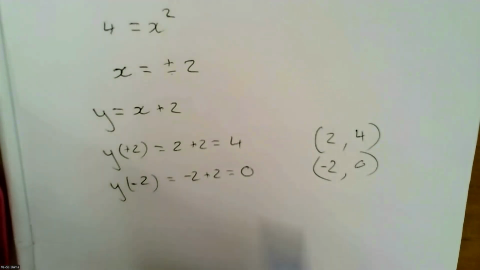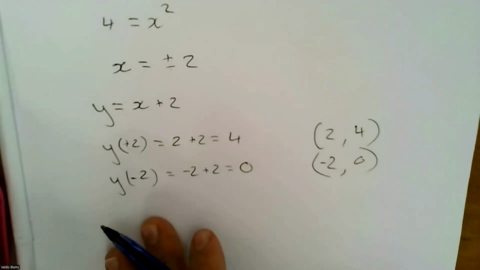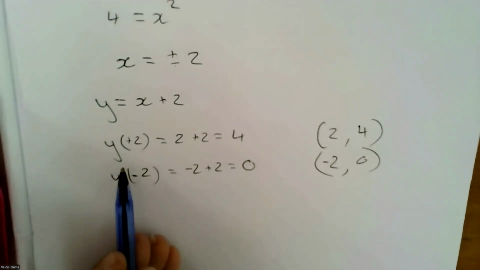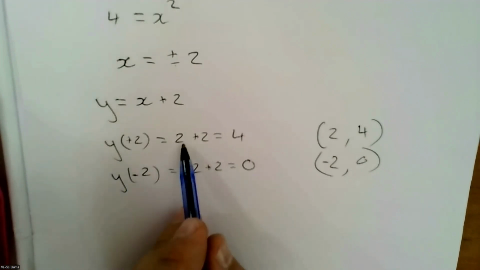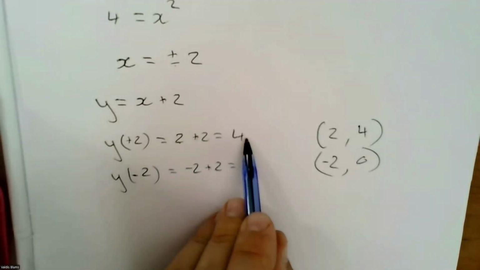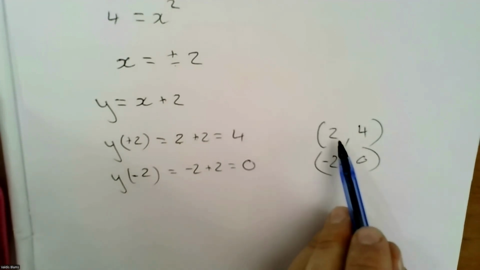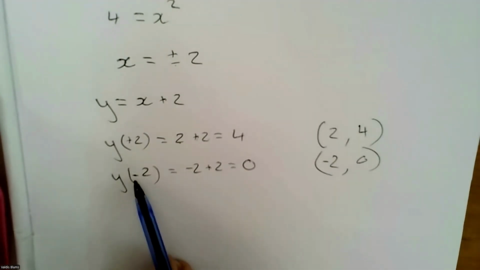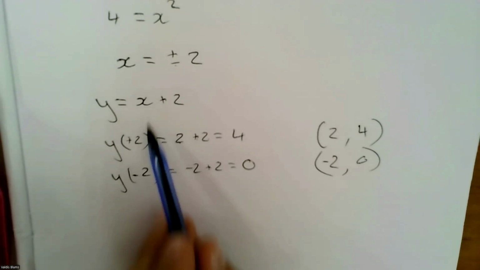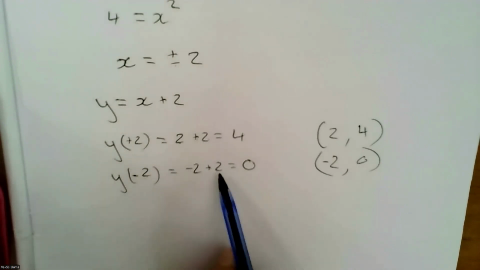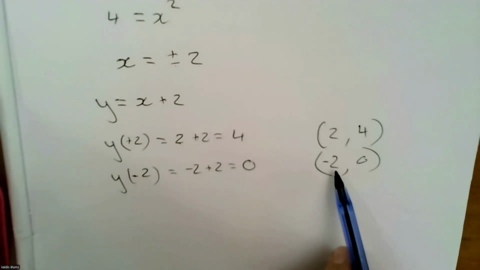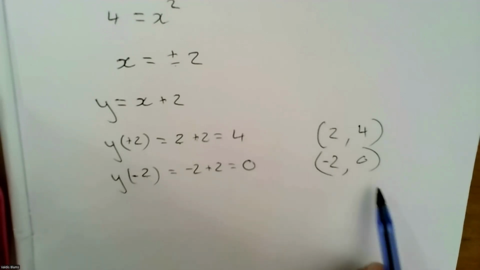Sorry. So just recapping what I did, I didn't realize I was going off the page there. So we plugged in a +2. We had +2 plus 2 gives us +4. And so our set of coordinates there is +2 and 4. And then we had a -2 plugged into that equation. So we had -2 plus 2 gives us 0. So our second set of coordinates was -2 and 0.